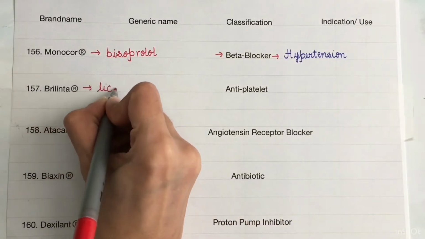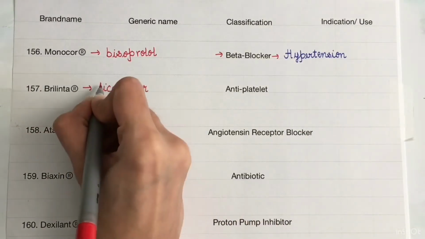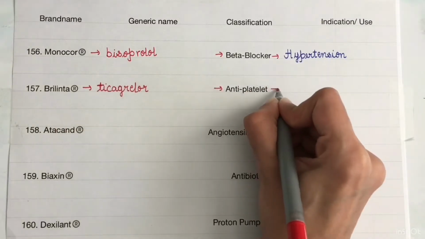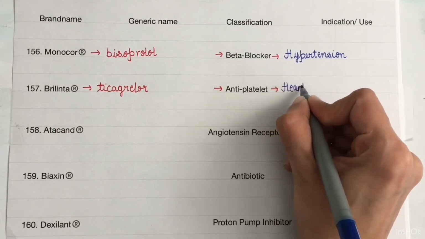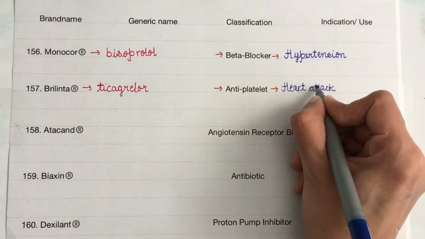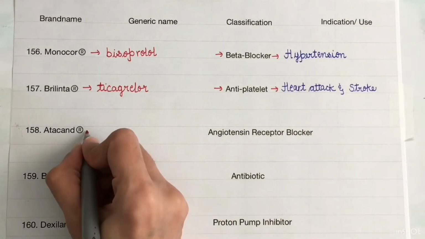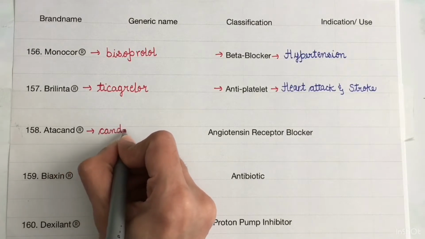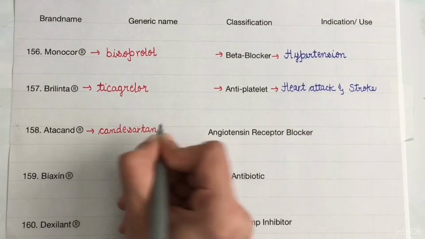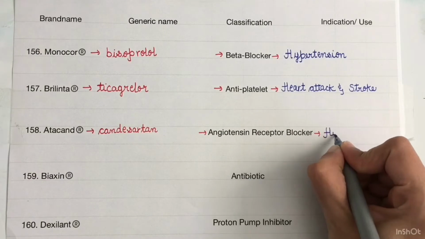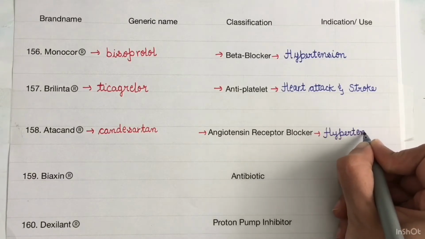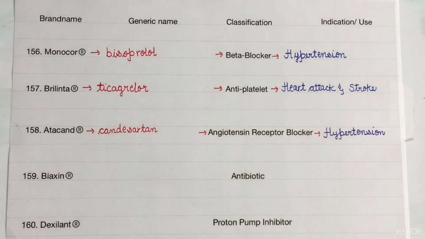157 is Brilinta. Its generic is ticagrelor. Its class is antiplatelet, and it's used for heart attack and stroke, especially for blood clots. 158 is Atacand. Its generic is candesartan. Its class is angiotensin receptor blocker, and it's used for hypertension.